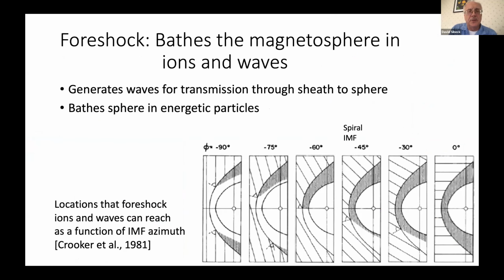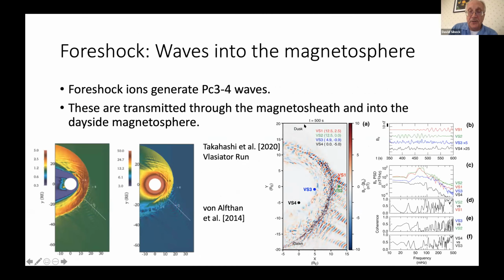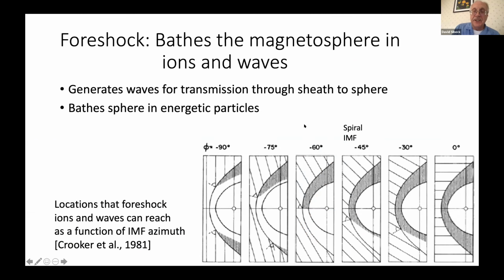What does the foreshock do for the magnetosphere? Well, amongst other things, it generates waves by interaction of solar wind ions with reflected ions. And it bathes the magnetosphere in those energized particles. And here's an old figure showing which regions of the magnetosphere lie behind the quasi-parallel bow shock. That is the regions to which these waves or structures or particles in the foreshock can reach at the magnetopause.